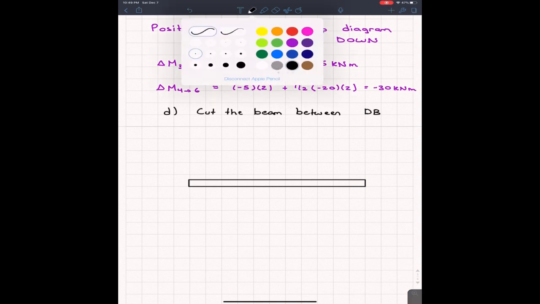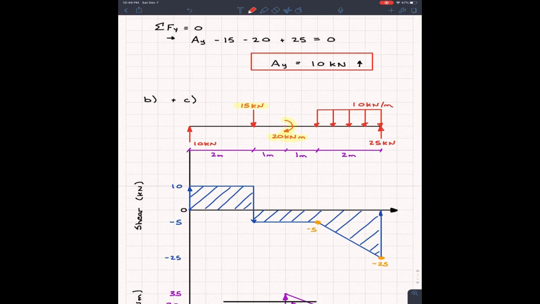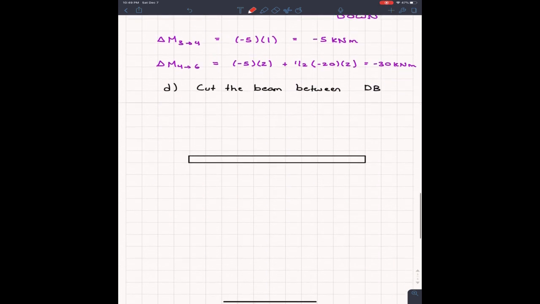So what I'm going to do is draw my external forces on the beam. The 10 kilonewtons, the 15 kilonewtons, those will still all apply. So I'm going to have 10 kilonewtons at this end. I know that there's still going to be the 15 kilonewtons over here. I know that I'm going to have a concentrated moment right here, and this is going to be 20 kilonewton meters. The point load was 15 kilonewtons.